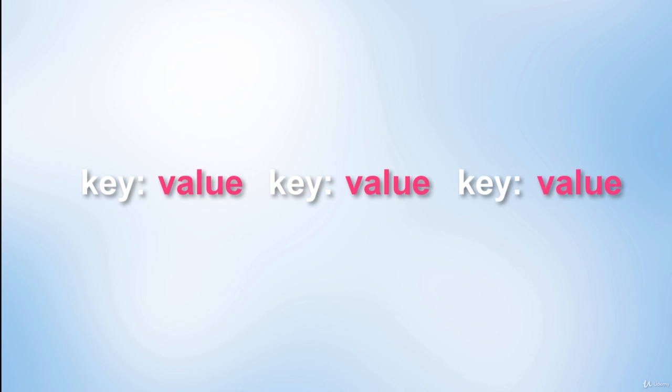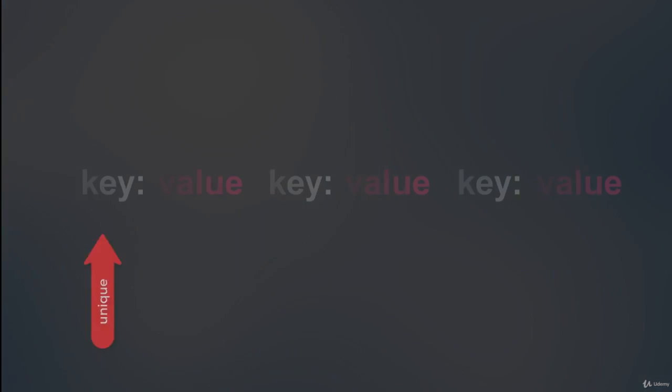Even though dictionaries themselves are mutable data types, that is, we can add, change, or remove key value pairs as we please, the keys themselves that compose the dictionary must be unique and of an immutable type, either string, number, or tuple. Let's look at an example.